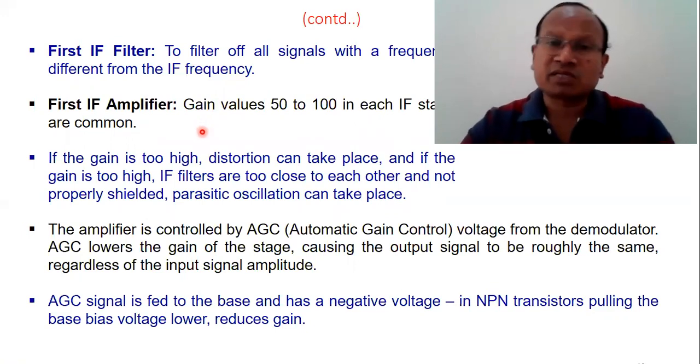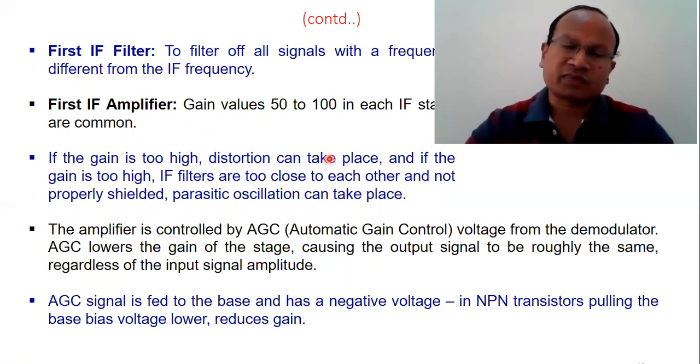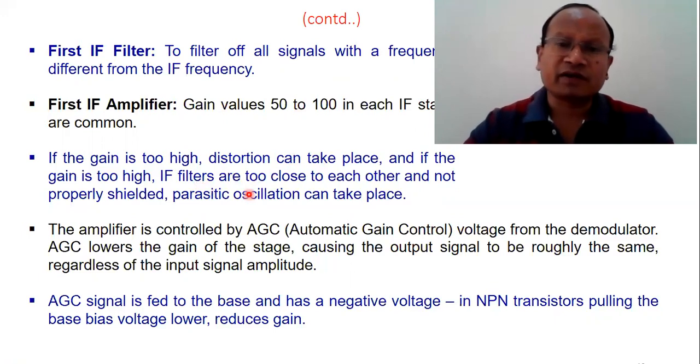But this amplification must not be very high or very low, otherwise there will be distortion, right? So the gain is a moderate value, maybe say 50 to 100. Otherwise distortion may result, so it must not be very high. It must not be very low also. When it is very low, there is an adverse effect, as parasitic oscillation can also take place. So the amplifier is controlled by AGC.